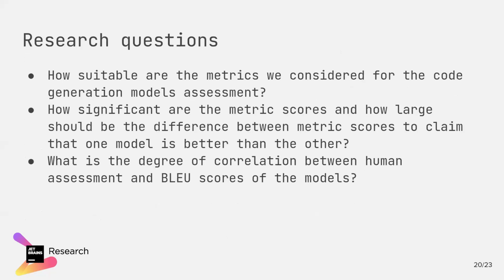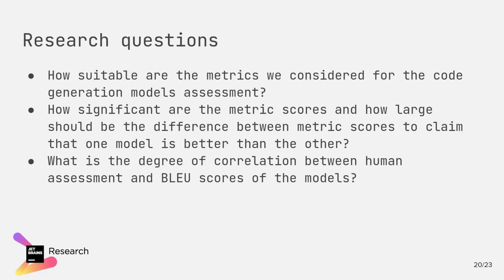Okay. So the research questions we posed are as follows. How suitable are the metrics we considered for the code generation models assessment? As we discussed, this question is hard to answer in general. So we expected to get some insight from our results, like to see where metrics fail, how they fail, why they fail, and try to formulate maybe some ideas on why they fail. It's probably not stuff to be written in the paper, but it may give us ideas on how to create a better metric.